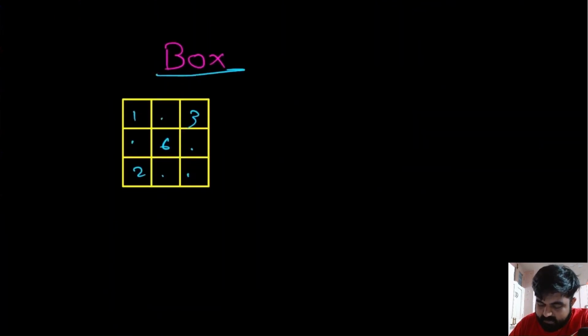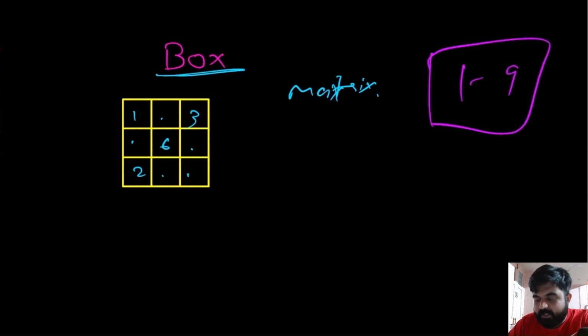The thing is for the box. Now for the box, this is a matrix kind of a structure, okay? And for the matrix kind of a structure, again, our main logic, or the thing we need to achieve, is going to remain the same: that we need to make sure that there are no duplicated entries for the filled values between 1 to 9.